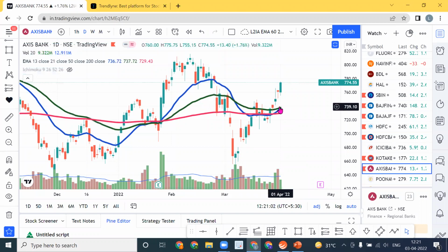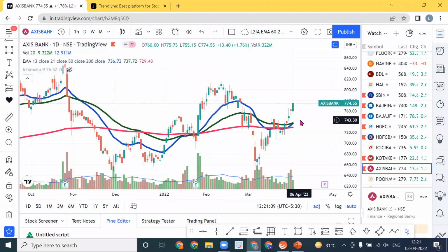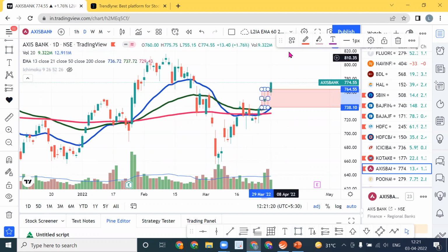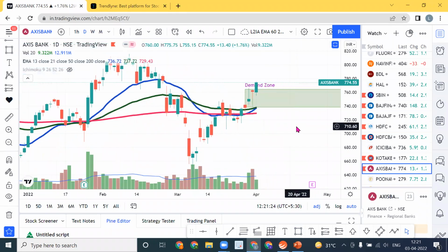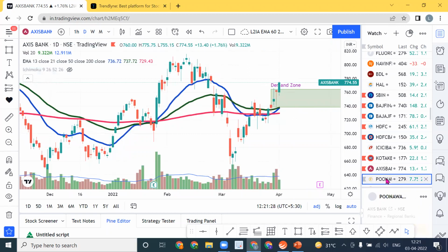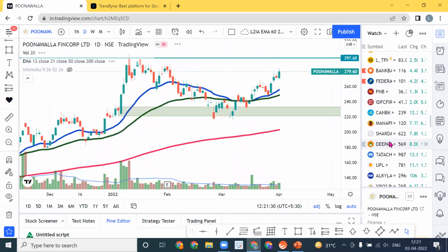better place. 50, 21 and 200 moving averages, the price is above that. So it is a much better place. You can go for this. You can see a rally, then 3 base candles and a rally. This is a continuation rally kind of. Okay. So it looks nice here. Poonawalla FinCorp, I don't go for this. Bank Baroda.